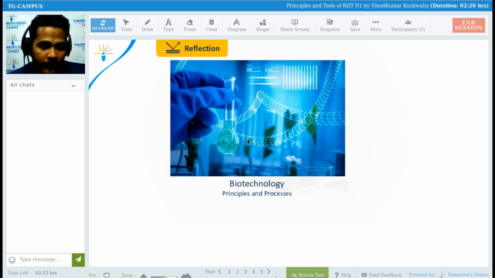If someone asks me what is biotechnology, I can simply say biotechnology means we use some kind of organism. That organism can be microscopic, or it can be a plant, or an animal cell, and we manipulate it to produce a certain kind of product, and that product can be useful for human beings. That is what biotechnology is, right?